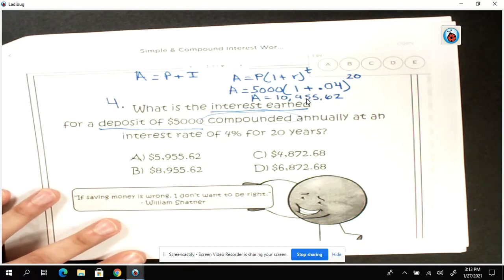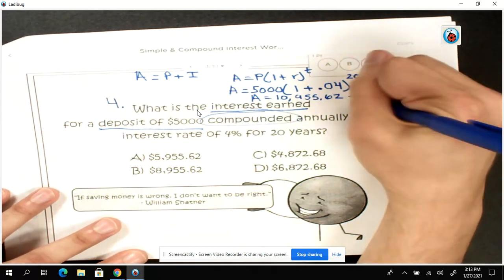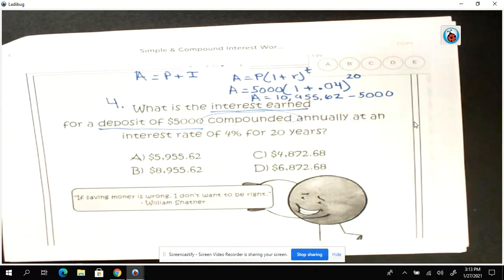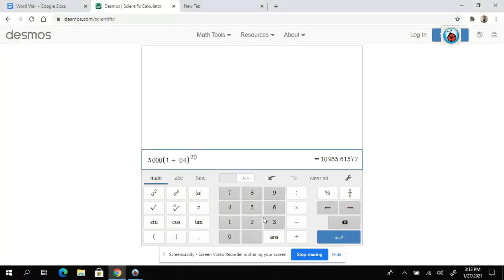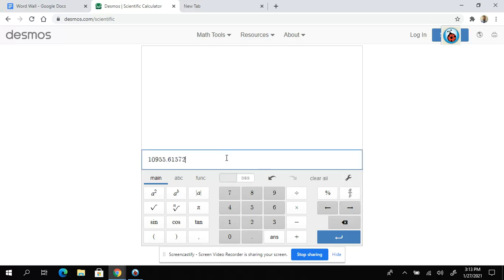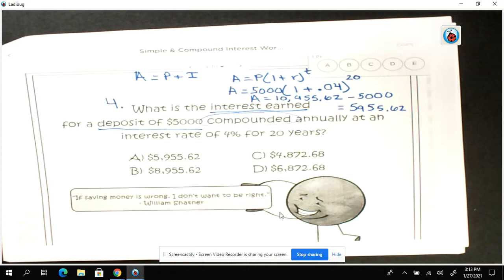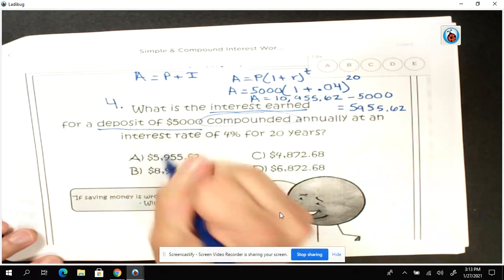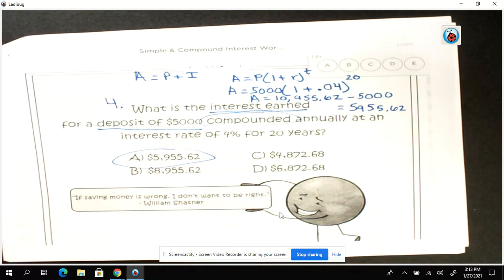So remember, to find just the interest, we subtract the principal of 5,000. So minus 5,000. So let's go back to Desmos. We'll take this answer. I'm just going to copy and paste it. Clear all. Minus the principal of 5,000. We get 5,955.62. Let's go back to here. So that means the interest is going to be our answer, 5,955.62.